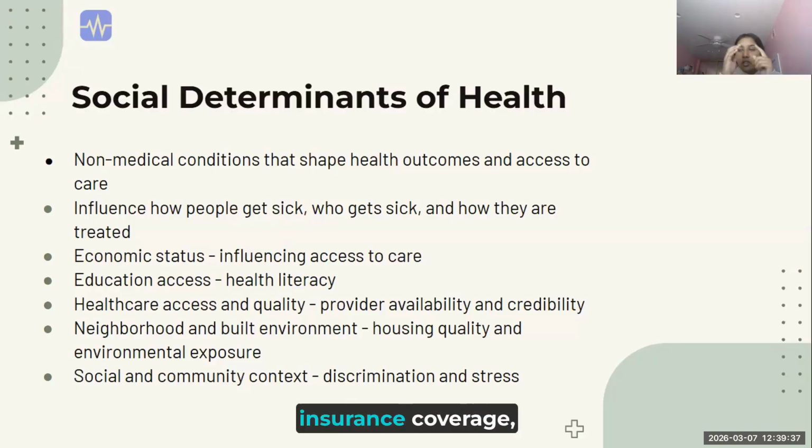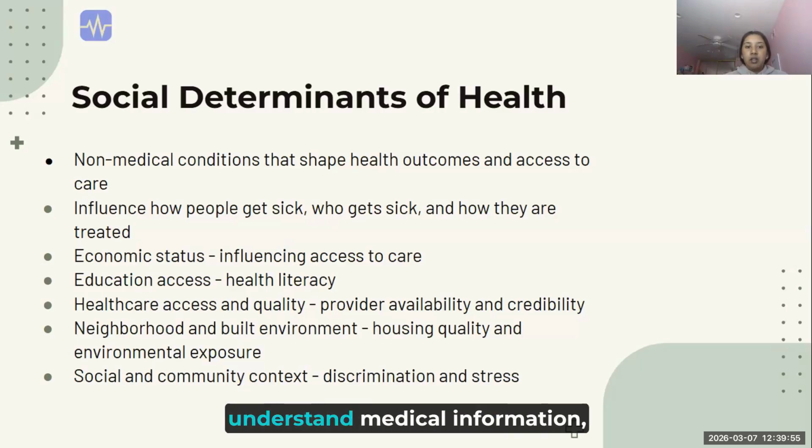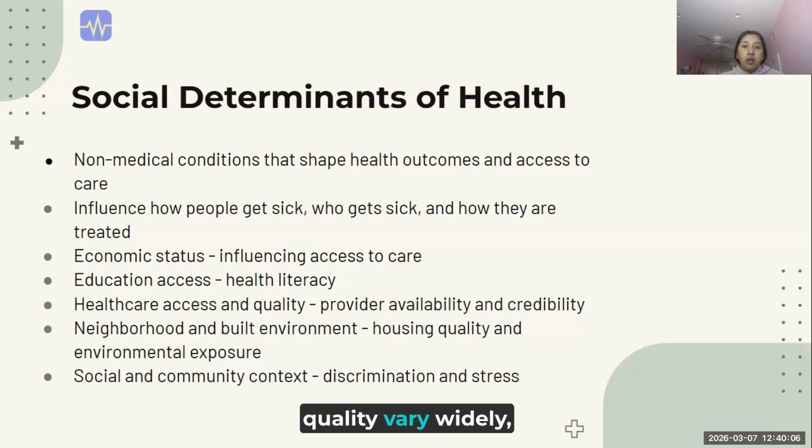To start off, economic status plays a major role. Income can affect things like insurance coverage, transportation, nutrition, and whether somebody can take time off work to seek care. On top of that, education also matters, especially health literacy, which is a main focus for this presentation. Patients who don't fully understand medical information can often struggle to navigate the system or advocate for themselves to their healthcare provider. Healthcare access and quality vary widely, like provider availability and past experiences. Those things all influence whether someone chooses to seek healthcare.